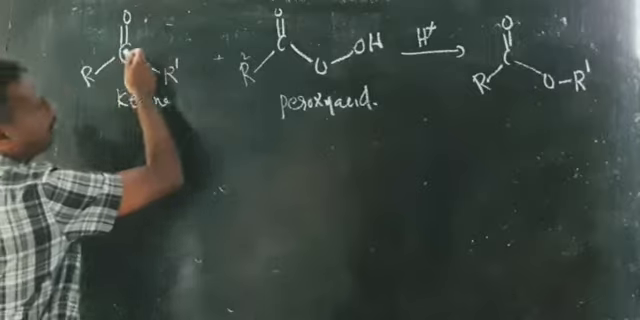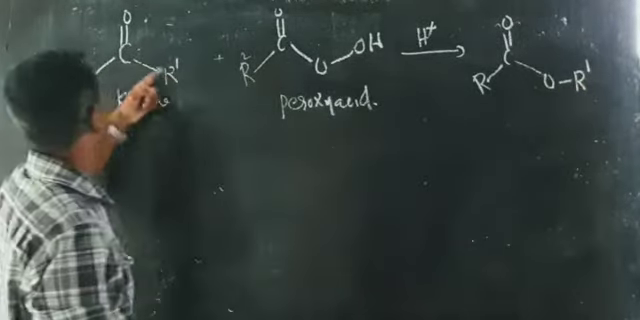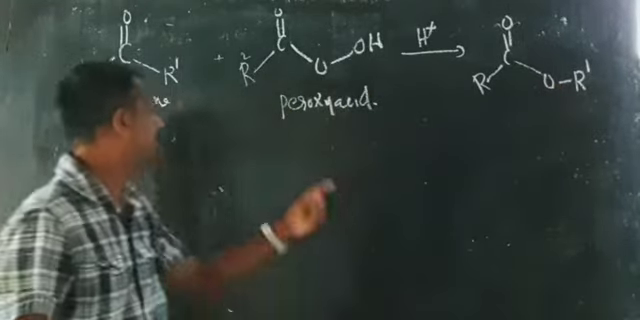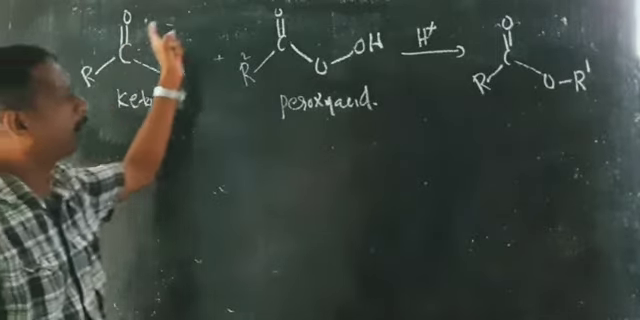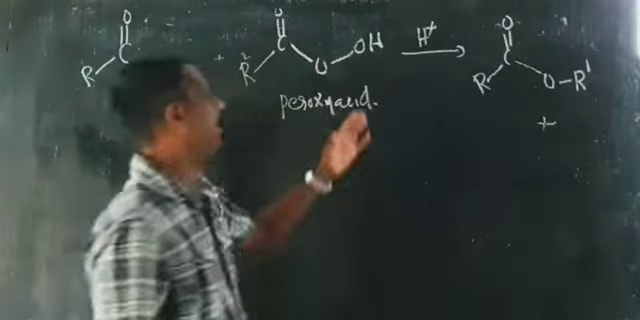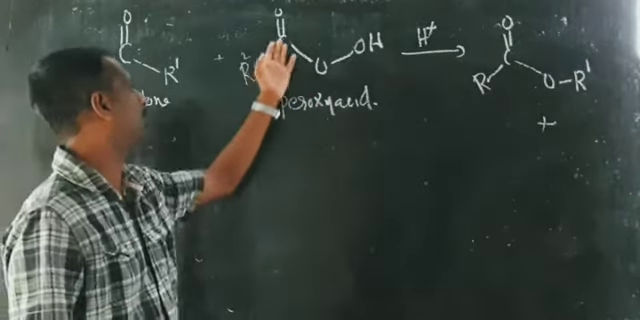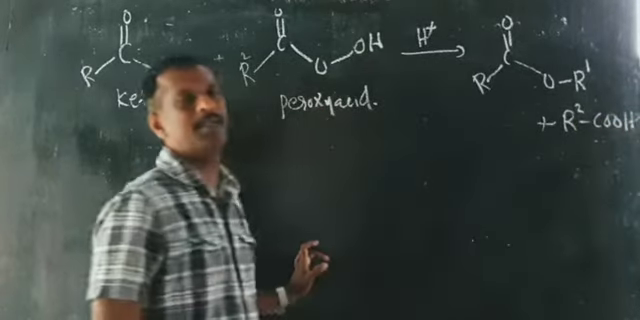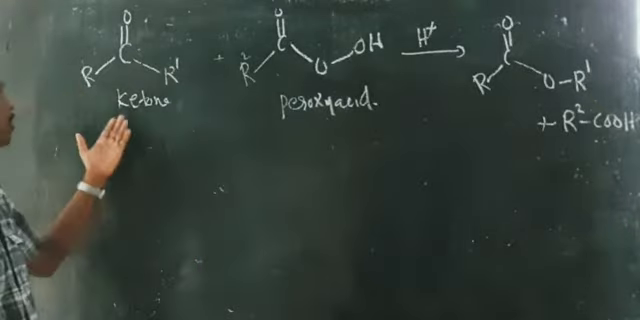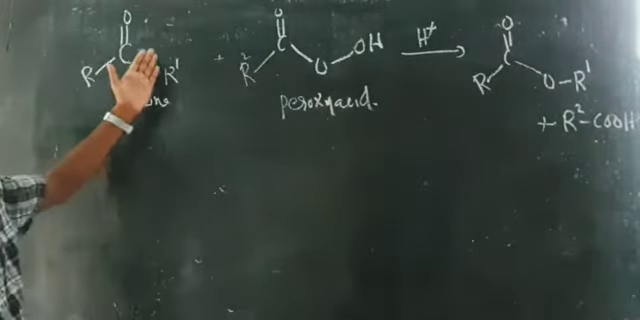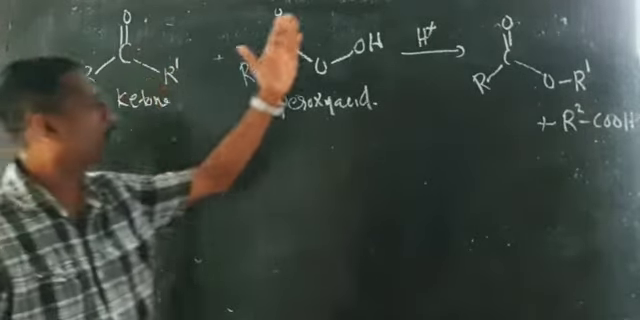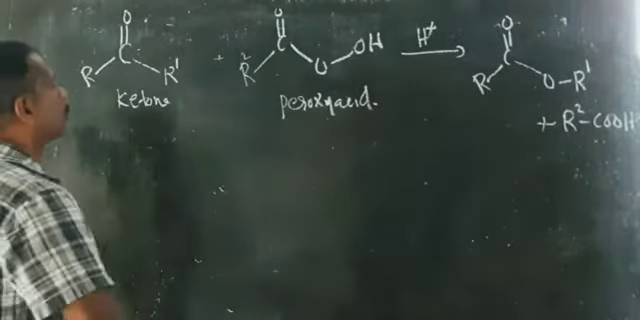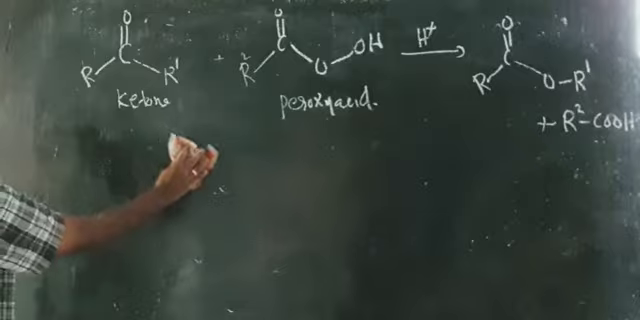Here you can see that the alkyl group is migrated from carbon to oxygen. R1 here is attached to carbon. In the product, you can see that in the ester, R1 is attached to oxygen. That means the migration of alkyl group from carbon to oxygen, plus we get the parent acid of the peroxy acid. What is the parent acid of the peroxy acid? R2COOH. This rearrangement is known as Baeyer Villiger rearrangement. Now let us go through the mechanism of this reaction.